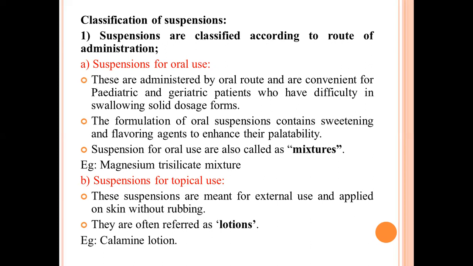And basically, the suspensions for oral use are also called mixtures. For example, magnesium trisilicate mixture. It is an example of suspension which is to be administered by oral route. The second class of suspension according to route of administration is suspension for topical use.